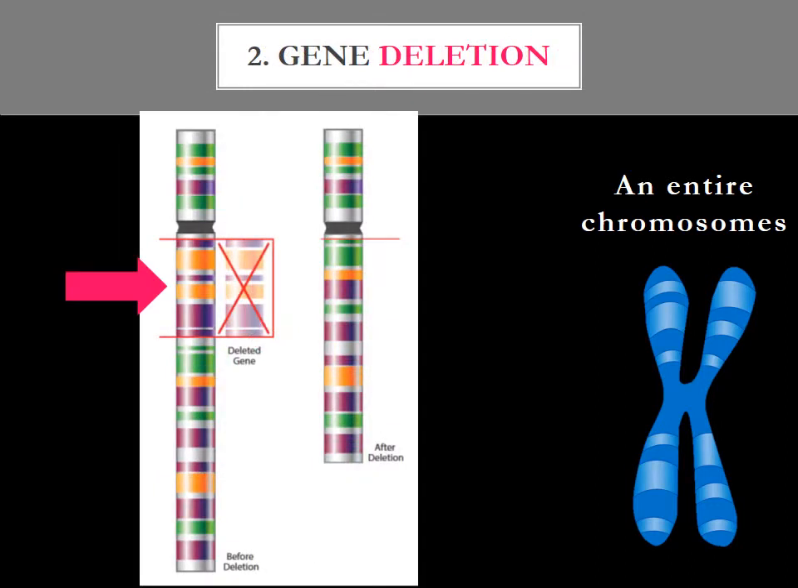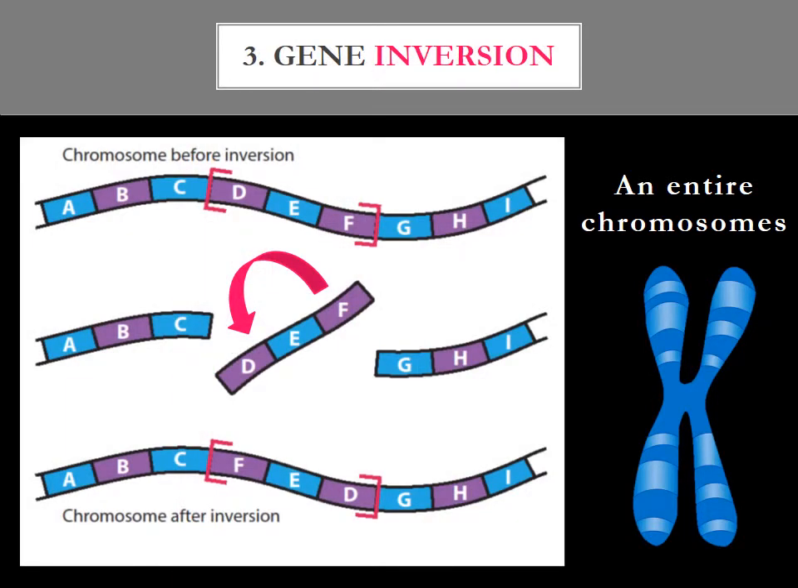Or an entire gene can be deleted and not appear at all in the new chromosome. This is called gene deletion. In gene inversion, a whole gene can be flipped around and inserted into the new chromosome backwards. Notice how the DEF gene gets turned completely around so that it's in the opposite order, FED, in the new chromosome.